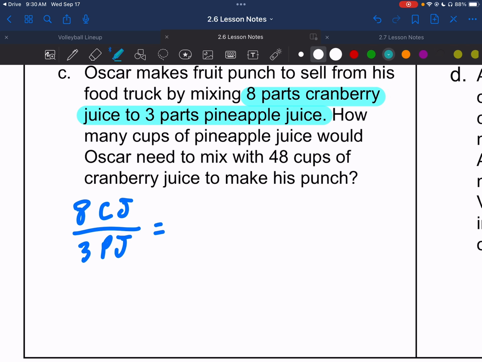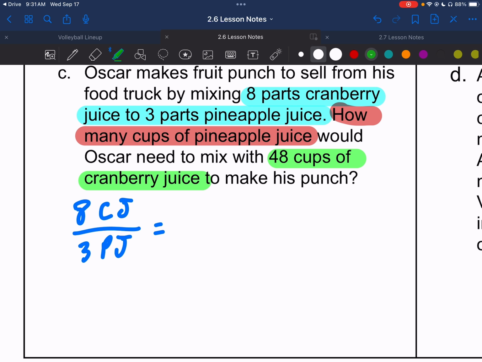Okay, going back to rereading my question, I know I want to ask how many cups of pineapple juice would I need? And what am I working with? I'm working with 48 cups of cranberry juice. Well, this one I set up a little different. We've got parts on one side and cups for our other measurement, but we can still work the same. So we know we have 48 cups of cranberry juice, so we do 48 in the new numerator, cups of cranberry juice. And what's in my denominator? My denominator is what we don't know, and it's the pineapple juice.